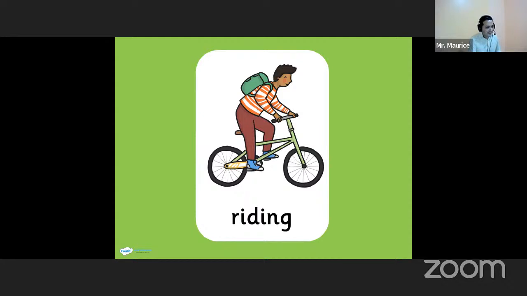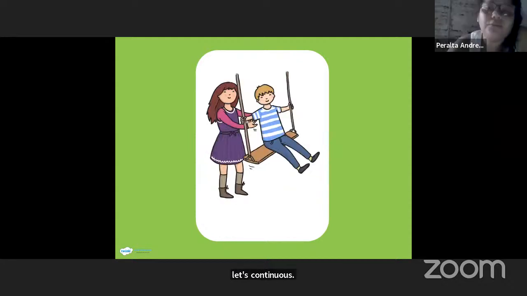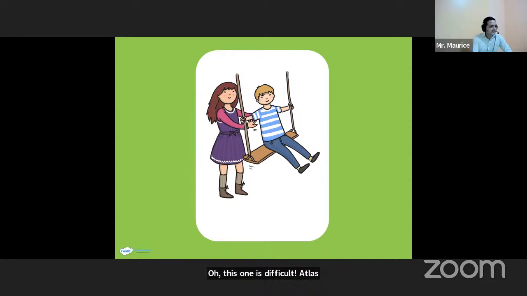Okay, let's continue. Oh, this one is difficult. Bien, mi abuela. What about this one? Push. Pushing. Okay, yes, the girl is pushing. Pushing. Correcto, muy bien. Tenemos dos acciones. El de la niña que está empujando. The girl is pushing her brother. Boy. Pero, ¿qué acción está haciendo el niño?